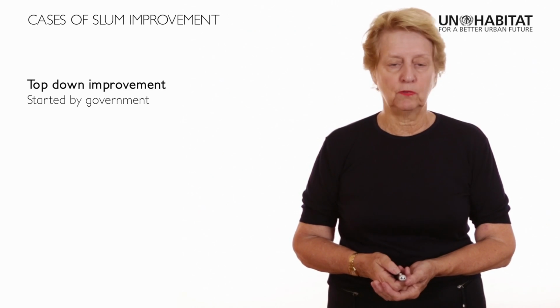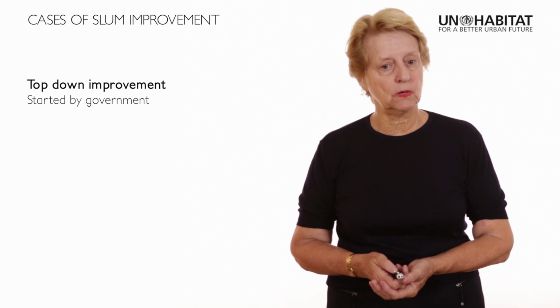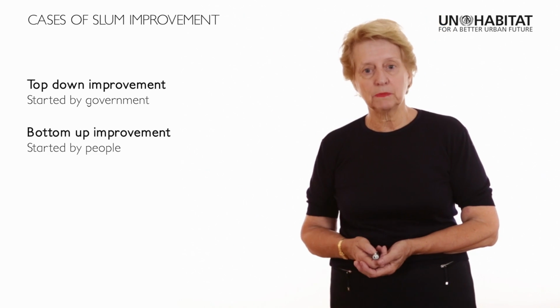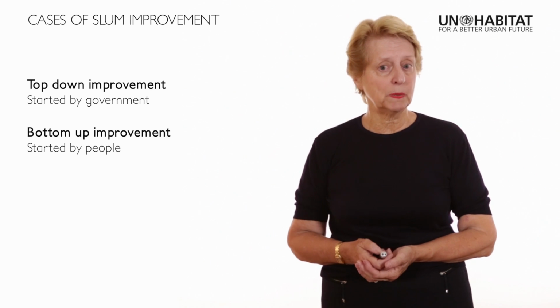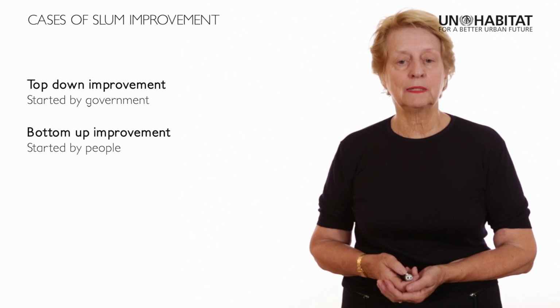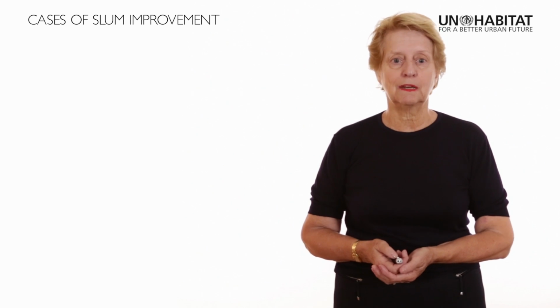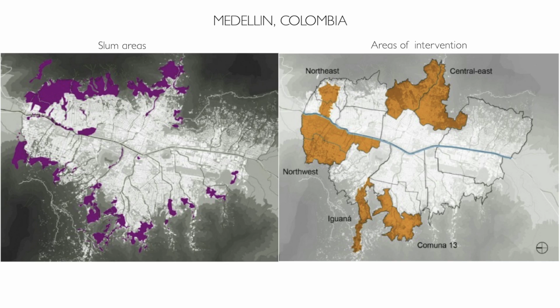We'll look at what I'm going to call top-down improvements. That is, not top-down because they're only governmental, but top-down because they're started by the government, and bottoms-up because I'm calling them those because they're people-instituted activities. So we'll first go to Medellin, which is the site of the World Urban Forum, and you can see from this map articulated the slums in Medellin in the purple, and in the orange you can see areas that the city decided to deal with.